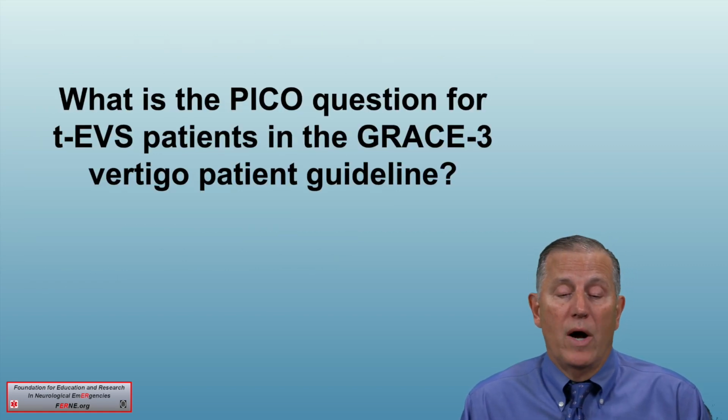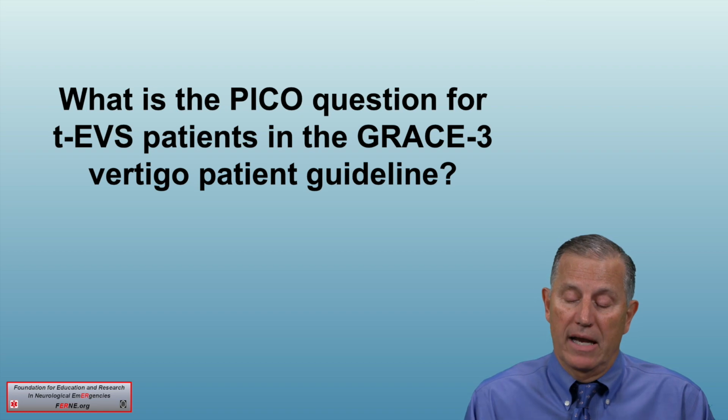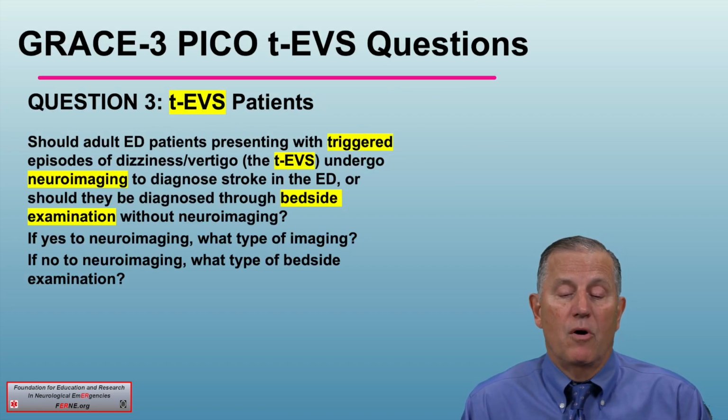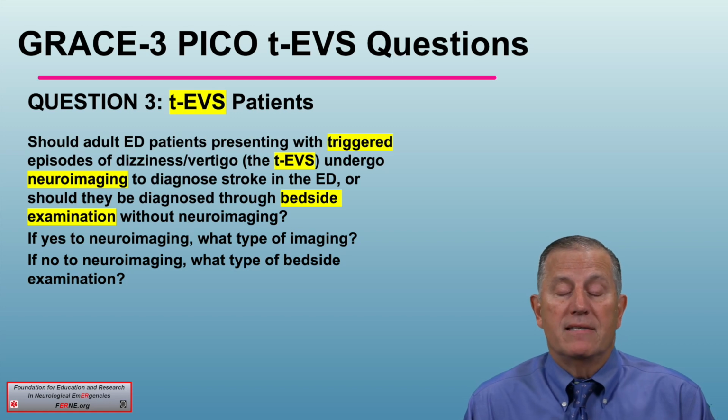What is the PICO question for triggered episodic vestibular syndrome patients in the GRACE-3 Vertigo Patient Guideline? Regarding triggered episodic vestibular syndrome, the question is, should adult ED patients who present with TEVS undergo neuroimaging to diagnose stroke in the ED, or should they be diagnosed with some type of bedside examination without neuroimaging? If neuroimaging is to be performed, what type? And if not, what type of bedside exam should be done?